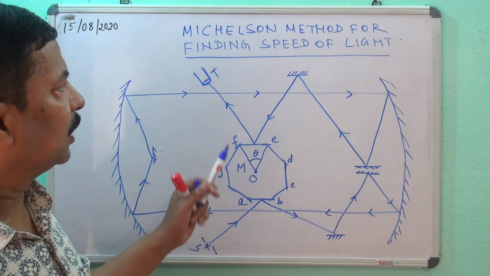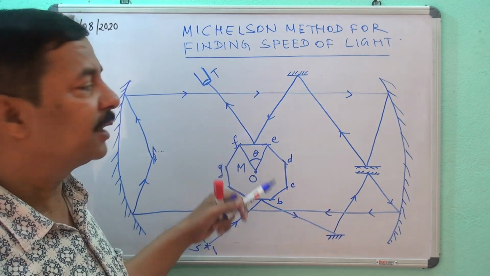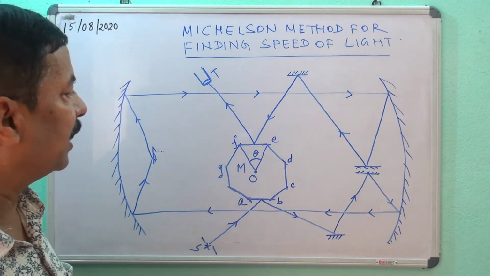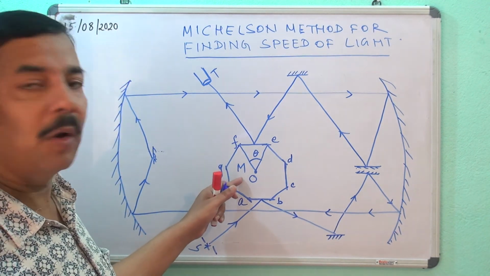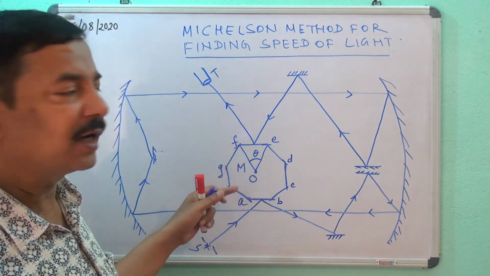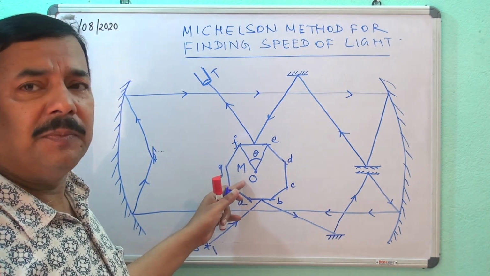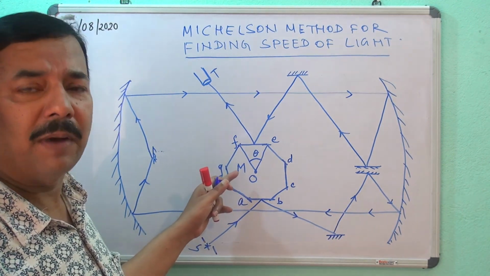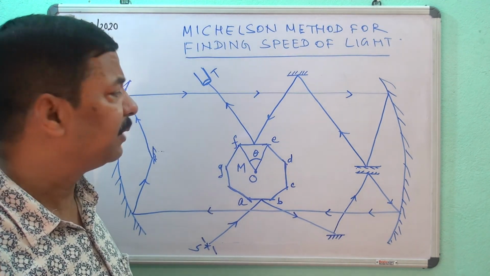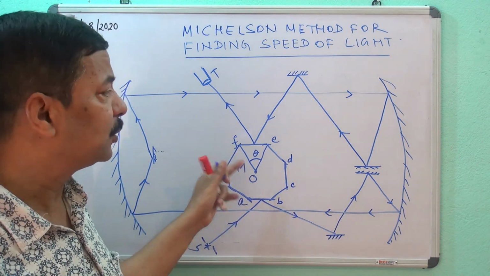See, this is the arrangement for the Michelson method. Different mirrors are arranged. This is the arrangement for the Michelson method for finding the speed of light. Here is your polygon mirror. Many sides are there, from 8 to 32. An 8-sided mirror was used by Michelson. After his death, the technology developed and it even reached 32 sides. Less than 8 sides is not possible.